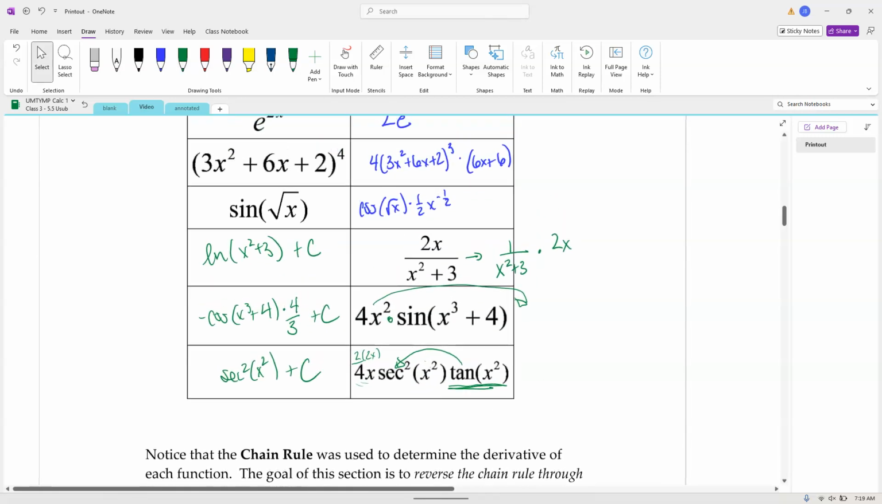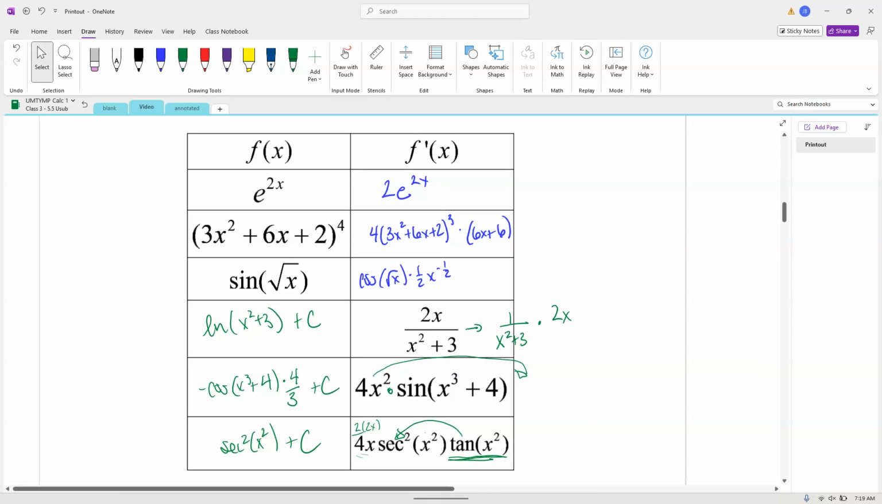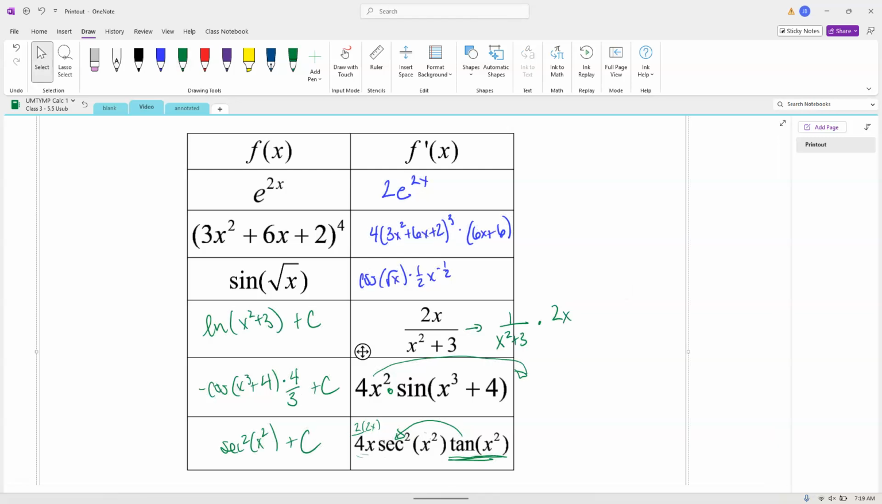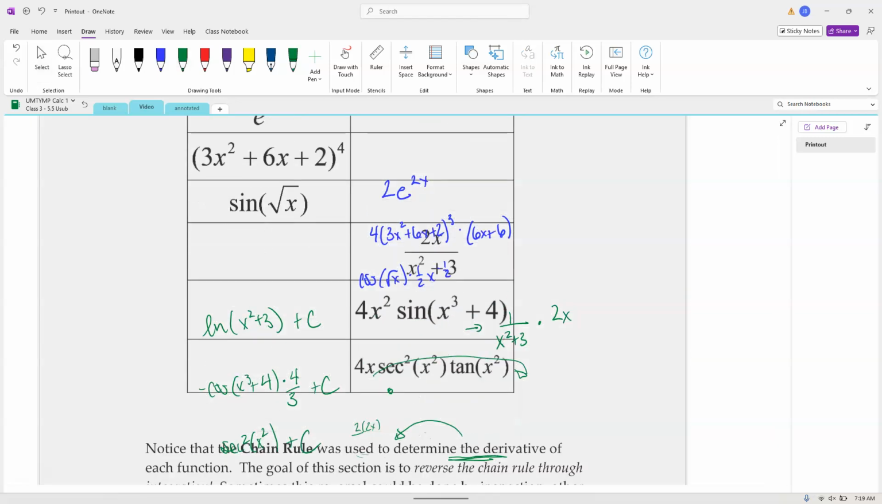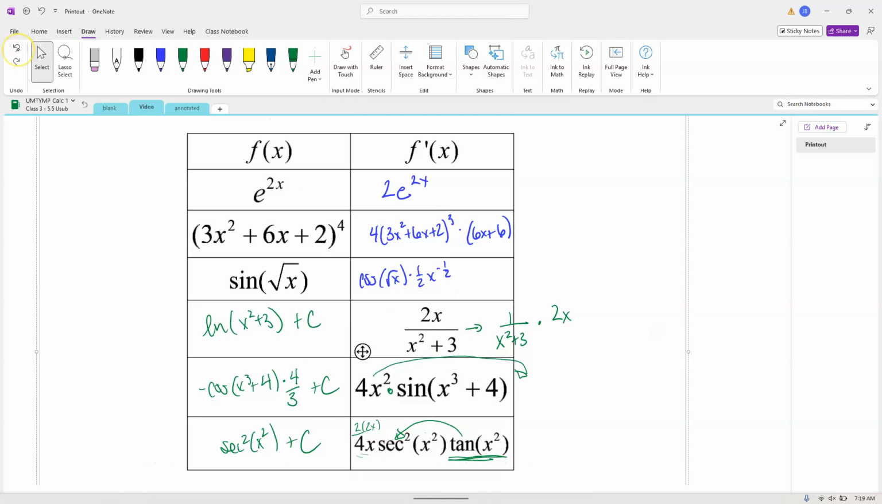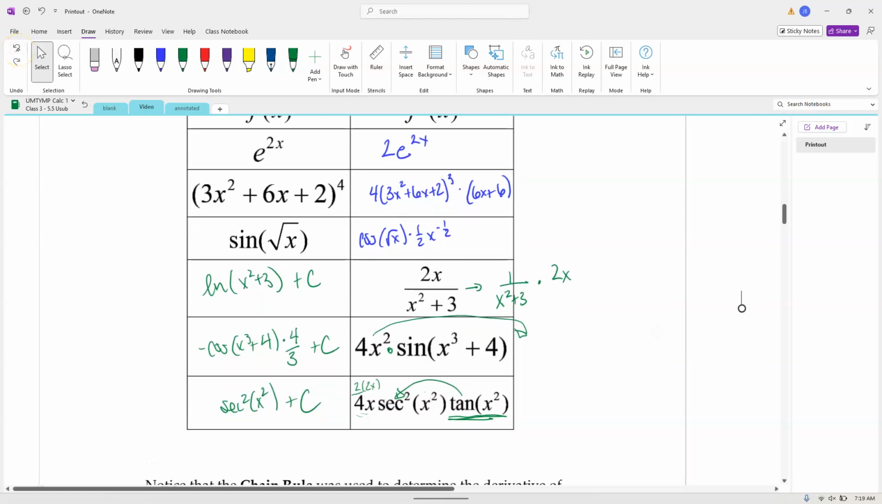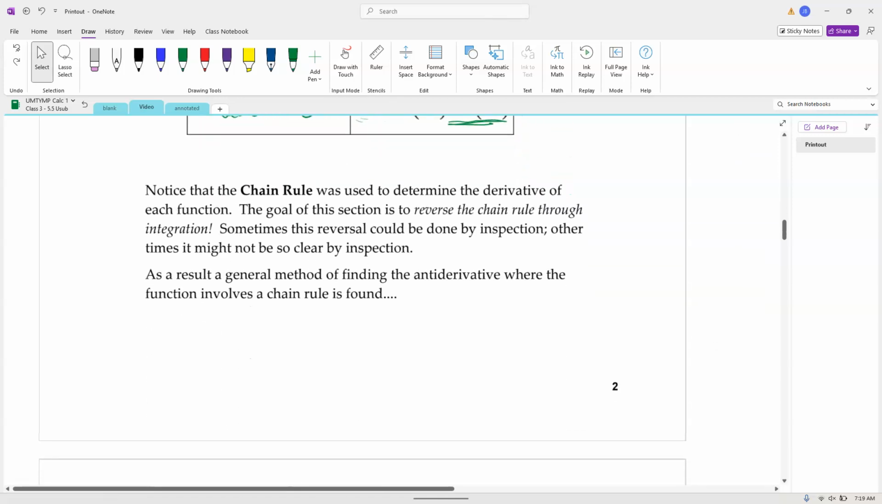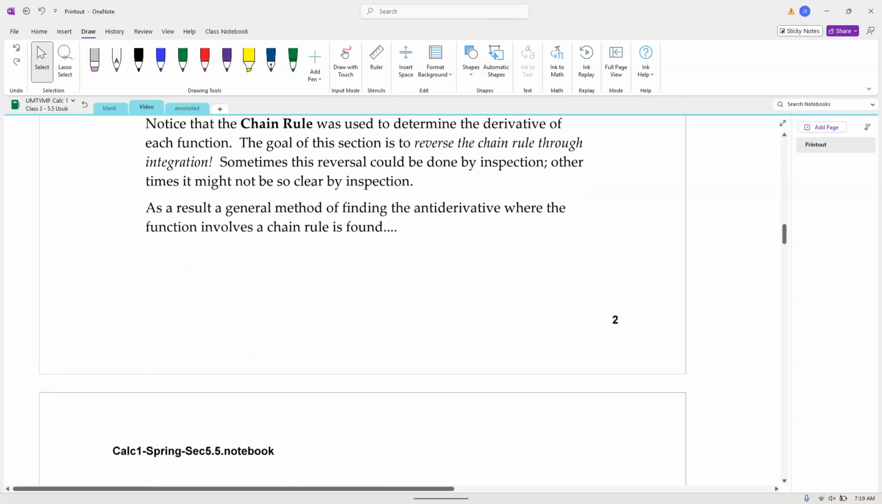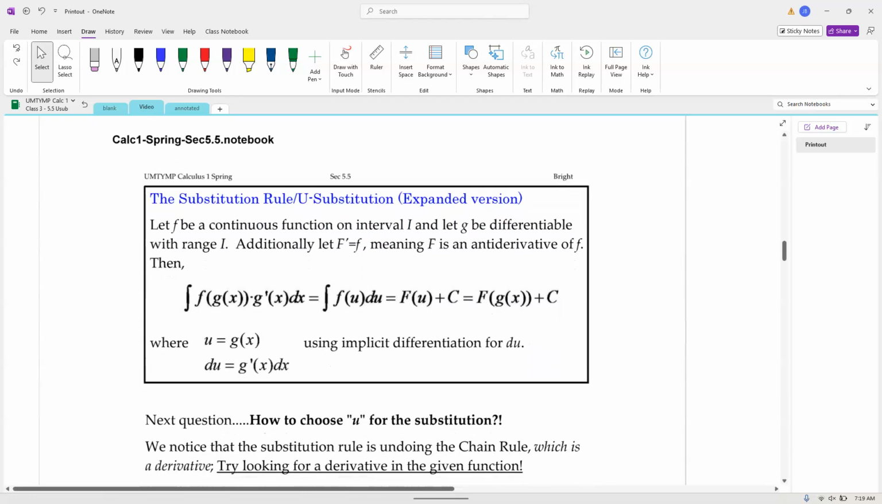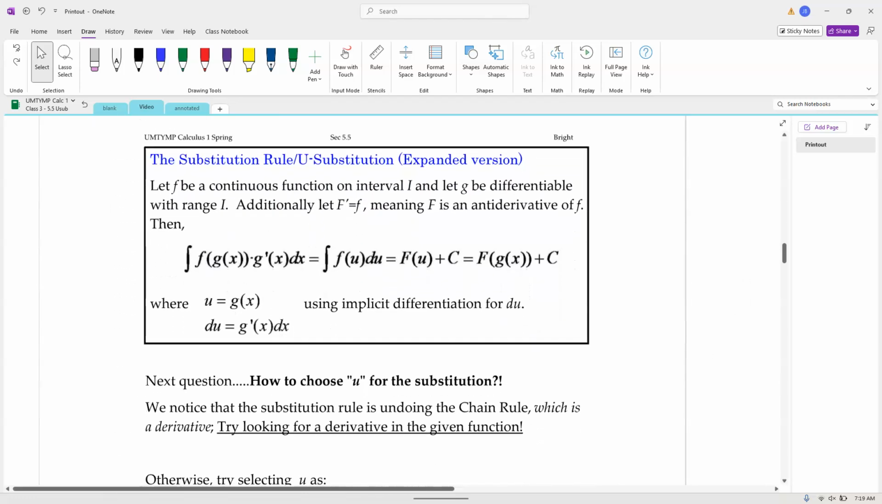But the punchline of each one of these is that we had to use the chain rule somehow, right? When going from f to f prime, that was just a simple forward application of the chain rule. In going in reverse, we had to figure out where the chain was, and are we undoing that chain properly? Undoing the chain rule is a little bit of a challenge, and that's where the technique that we're going to study, called the substitution rule, comes into play.